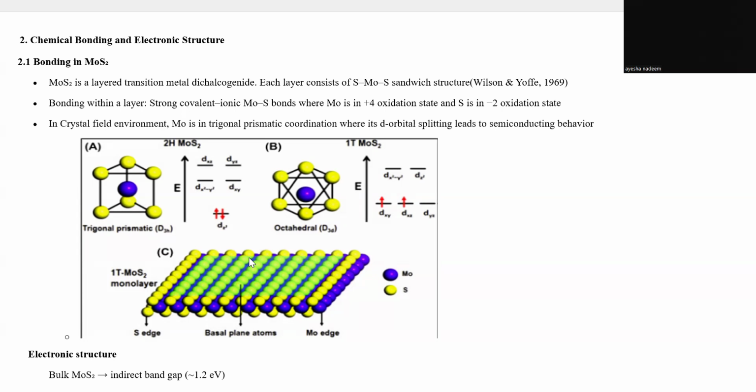In a crystal field environment, molybdenum is in trigonal prismatic coordination, where its d orbital splitting leads to semiconducting behavior.